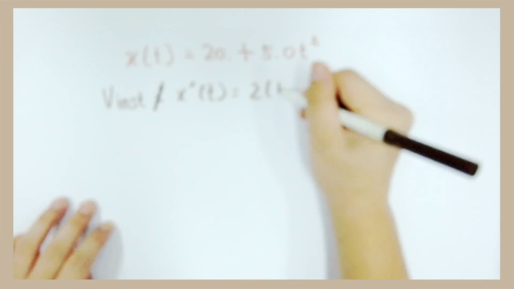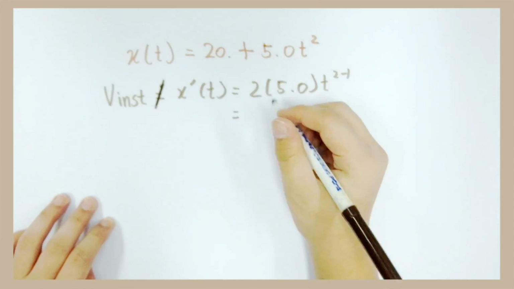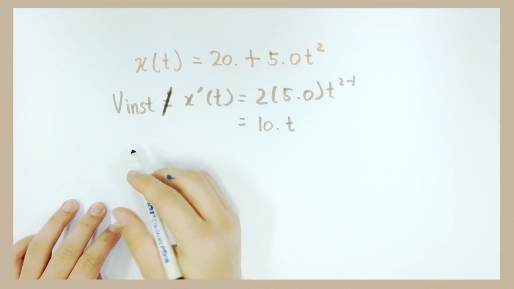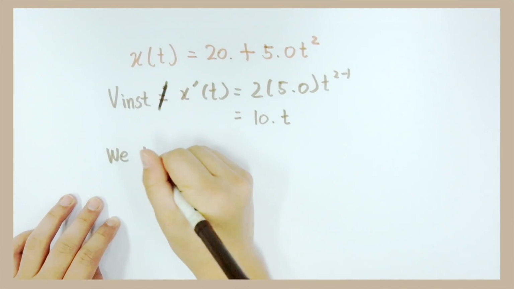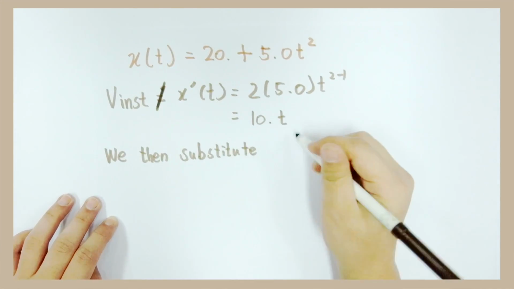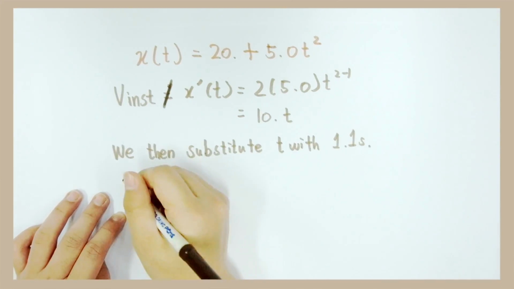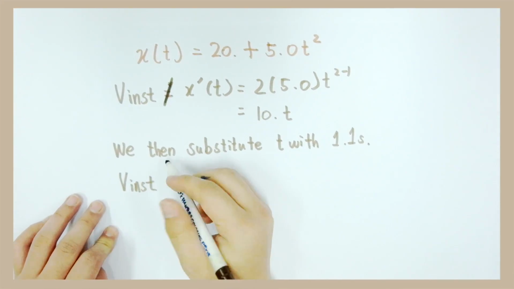Like this. Notice that 2 at the exponent is multiplied with 5.0 and how 2 at the exponent is subtracted by 1. Since 20 is a constant, it no longer exists once derived. We then substitute t with 1.1 seconds and the answer is 11 meters per second.